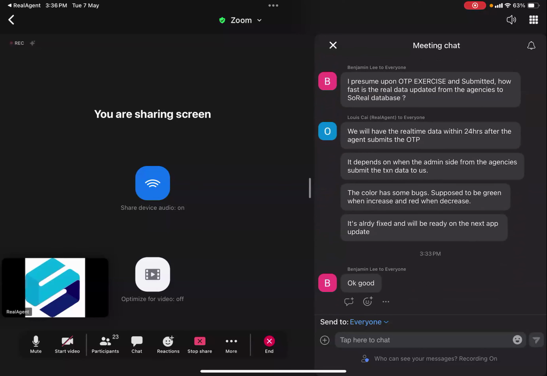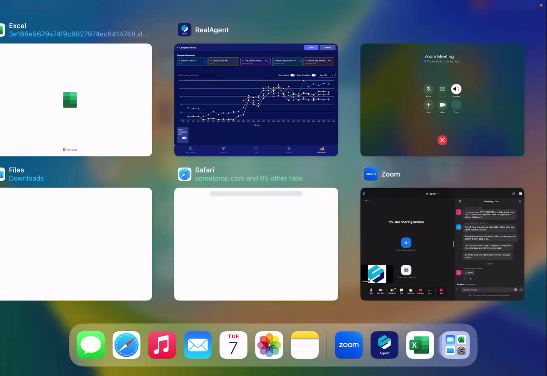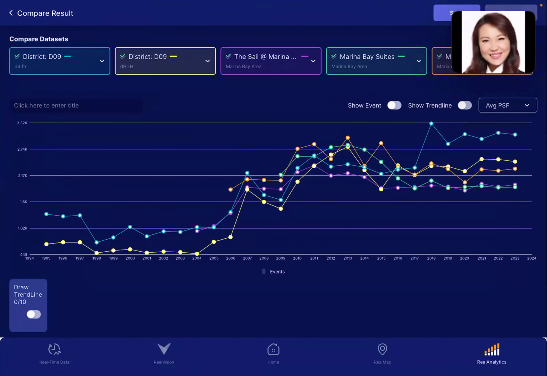Okay, so that is for analysis side. You can compare project versus project. You can compare district versus district, area versus area. You can compare project versus area. You can compare project versus district. Up to you. Basically, 千变万化, 1,000 changes. Up to you. You can change to whatever suits your need.